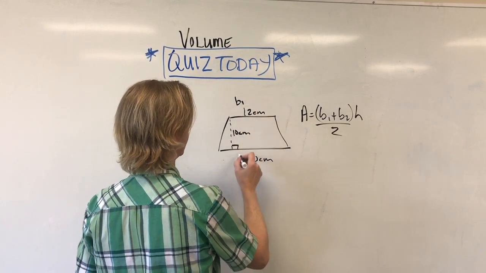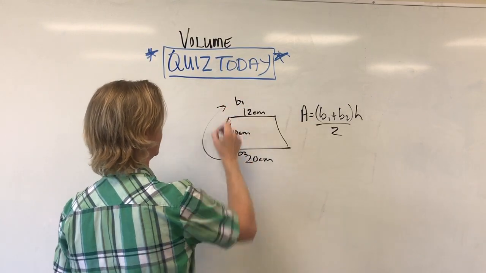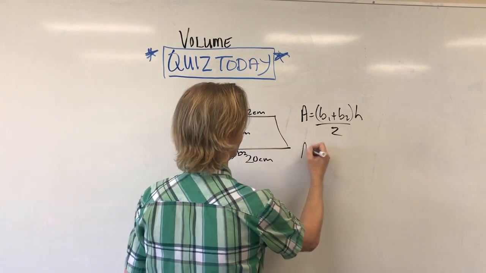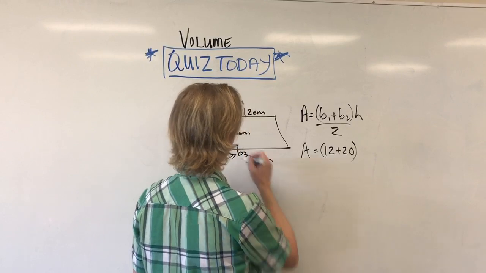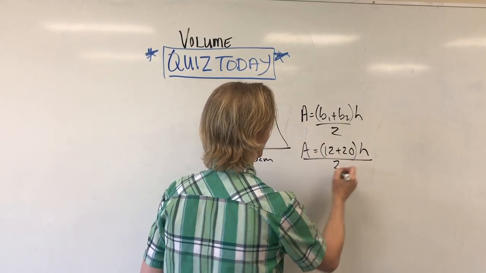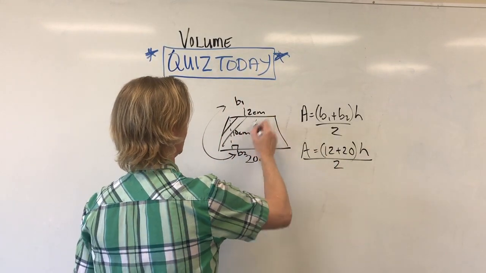So this is base 1, this is base 2, or vice versa. It doesn't really matter because you're just going to add those together. 12 plus 20 or 20 plus 12, times that by the height and divide by 2. That will give you the area of this trapezoid.